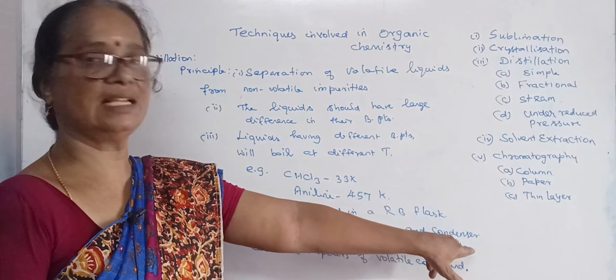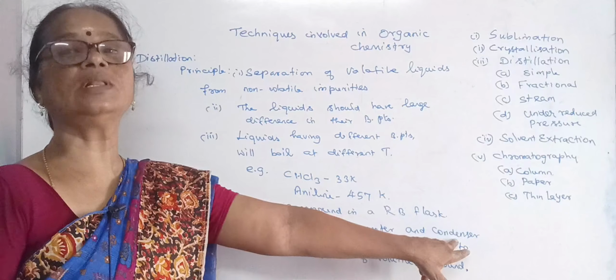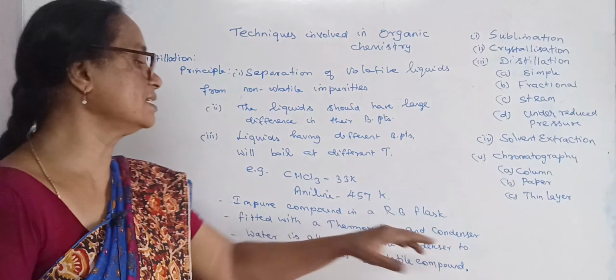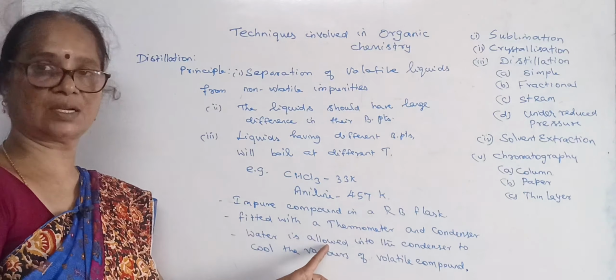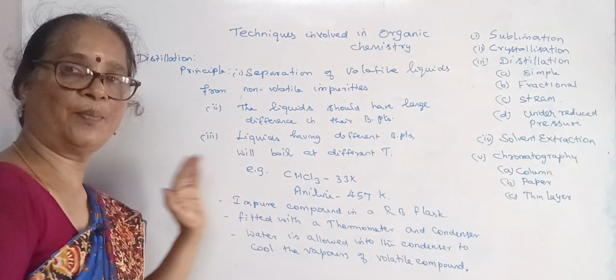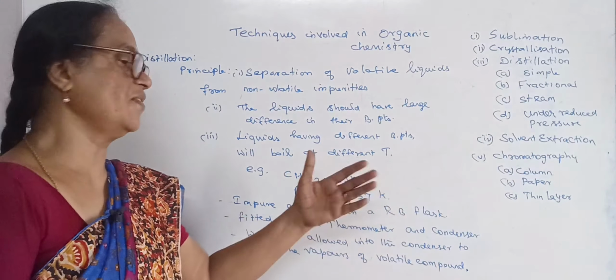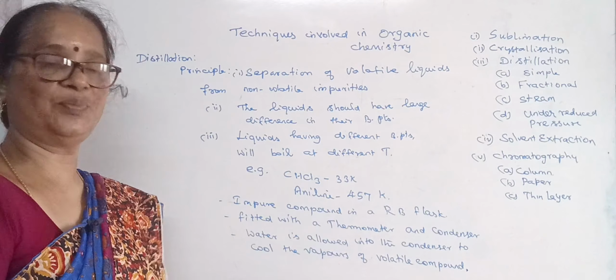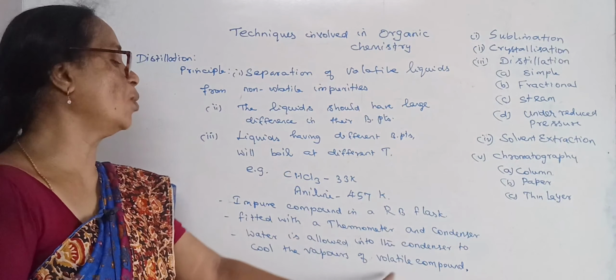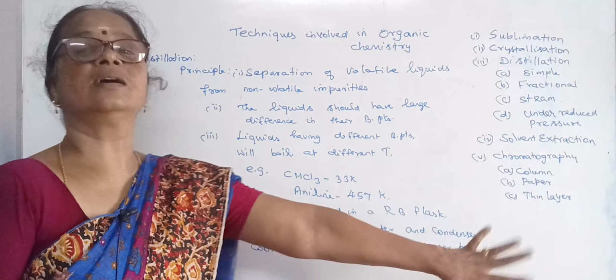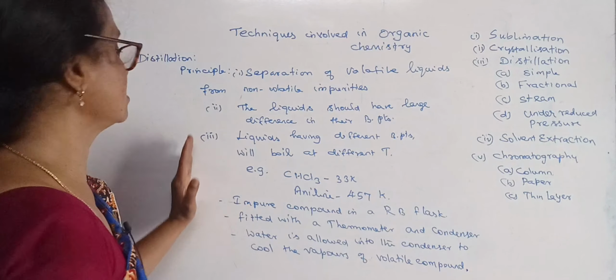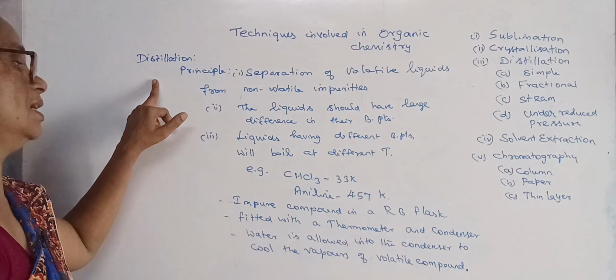That condenser is a device which is allowed to cool the hot vapor. So, the condenser through which the water will be circulated. When the hot vapor enters into the condenser, the vapor gets condensed, that means cooled down, and the volatile liquid is collected in the flask. This is the process involved in simple distillation.